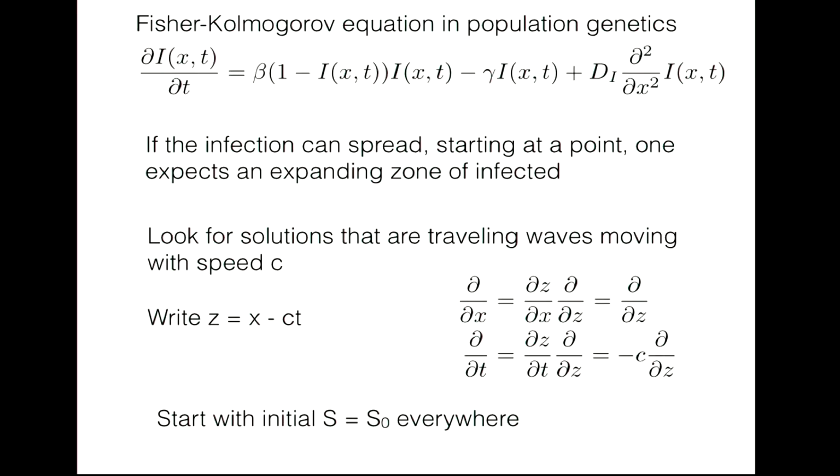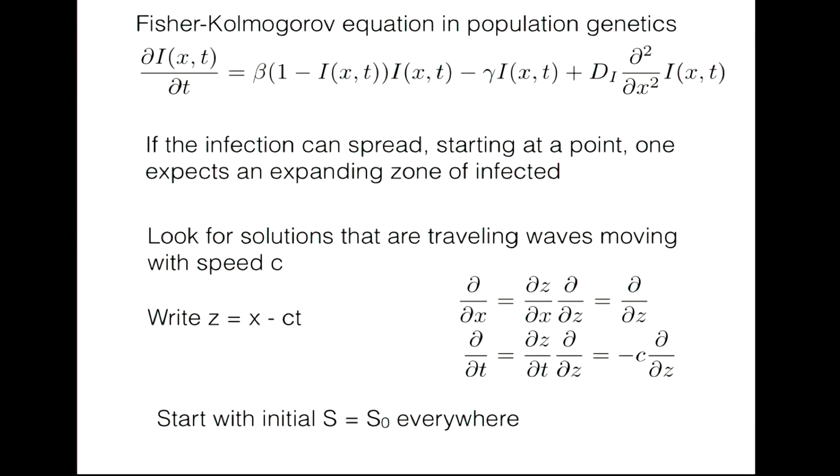If it broadens out like a wave, you expect the following transformation to work. First of all, you want to look for solutions that are traveling waves that move with speed c. So a good change of coordinate is one that moves along with the wave at speed c. You write a variable z, which is x minus ct, and change all the variables that appear here. Delta by delta x is delta by delta z, and delta by delta t is minus c times delta by delta z. So I can take the delta by delta x's and delta by delta t's, put them back into this equation, and extract all the terms that depend upon delta by delta z.